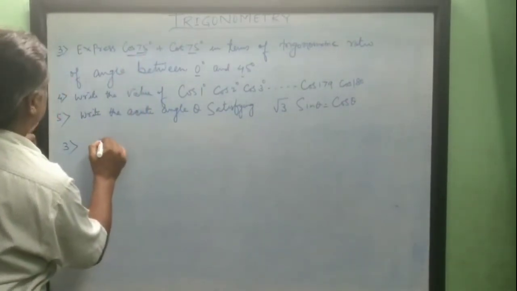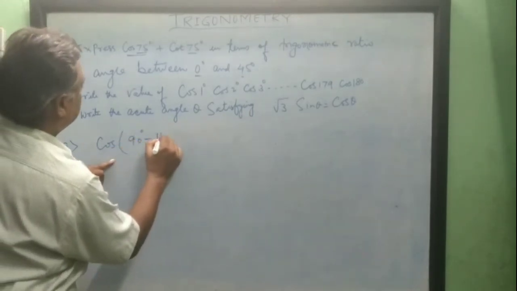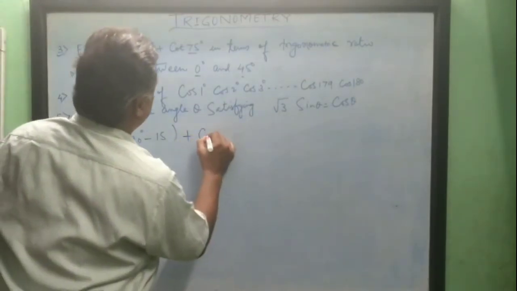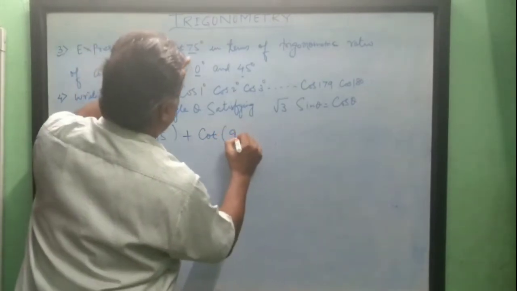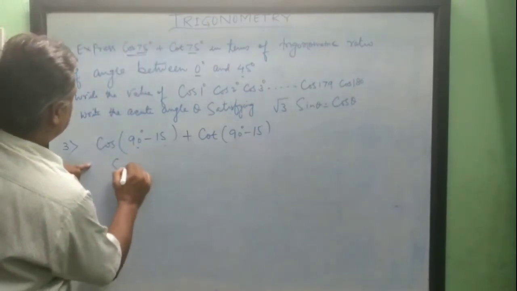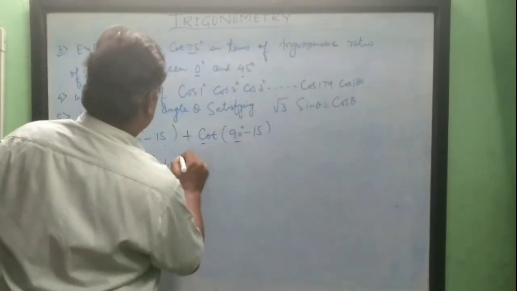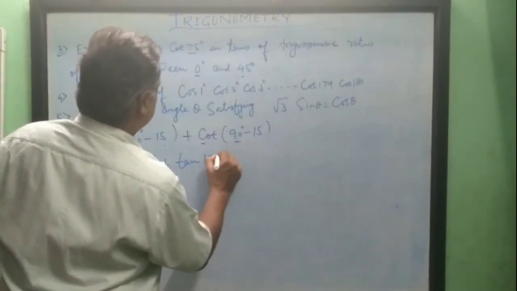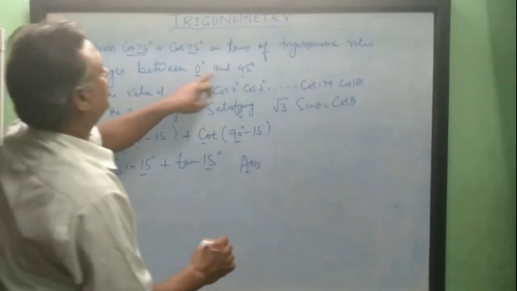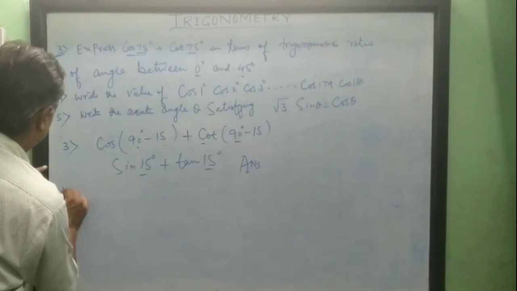Cos 75 degree can be written as cos 90 degree minus 15 degree, 90 minus 15 is 75, plus cot 90 degree minus 15 degree. Now cos 90 minus theta is sin theta, so sin 15 degree, plus cot 90 minus theta is tan theta, so tan 15 degree. So this is the answer. Now the angles are between 0 and 45. So this is the question.